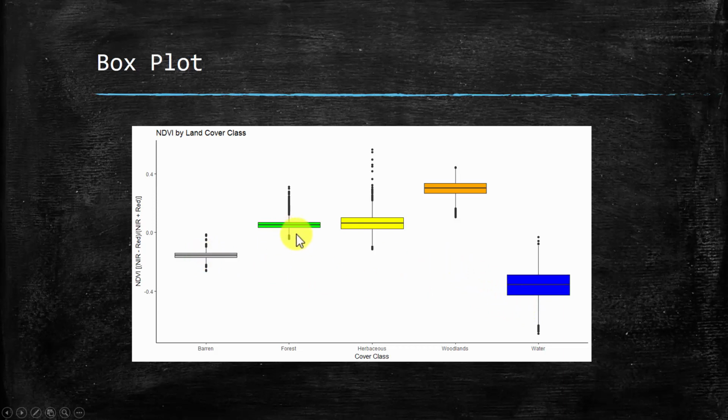Other than just looking at central tendency, we can also look at variability using the range of values and the IQR. For example, it seems like there's more variability for, say, herbaceous cover and water than there is for, say, barren. Again, note that there are some labeled outliers here that are lower than 1.5 IQR from the first quartile, or higher than 1.5 IQR from the third quartile. So again, allowing us to compare our data.